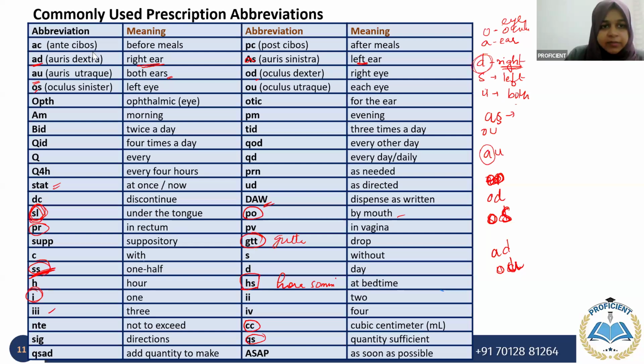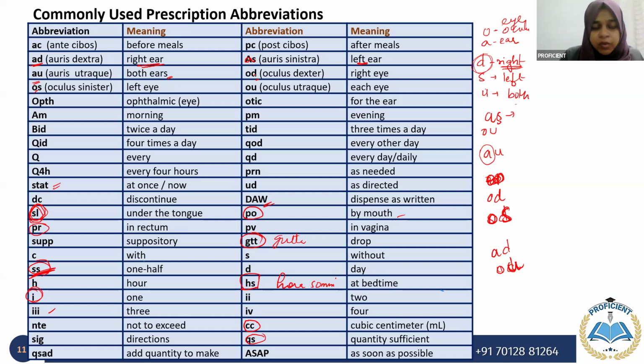What did we learn? AC, ante cibum, PC, post cibum. Before and after meals. Then A stands for what? A is ear. AD is right ear. Then you have AS, ear again. S is for left ear. AU, again ear. U is both.